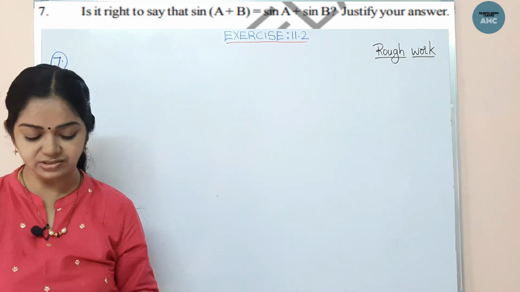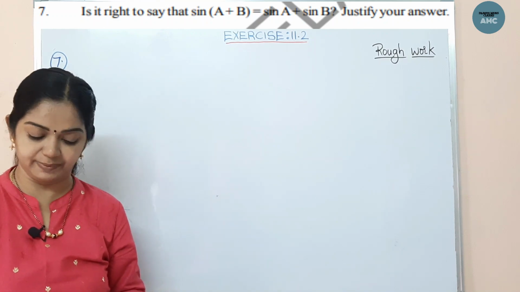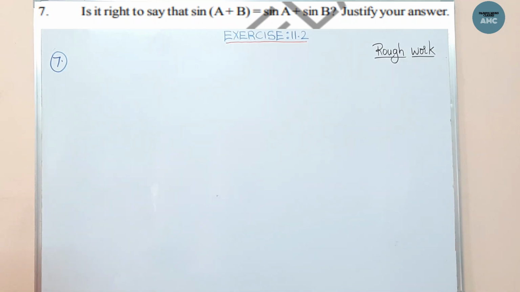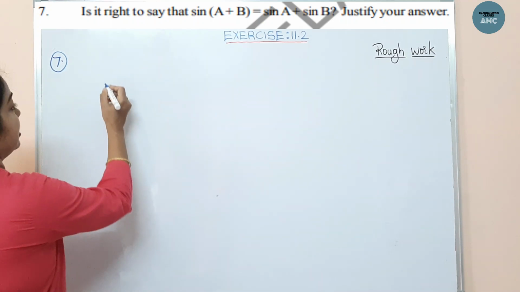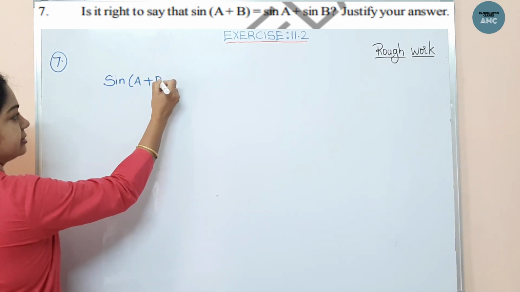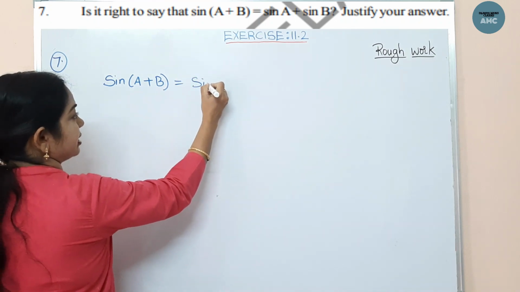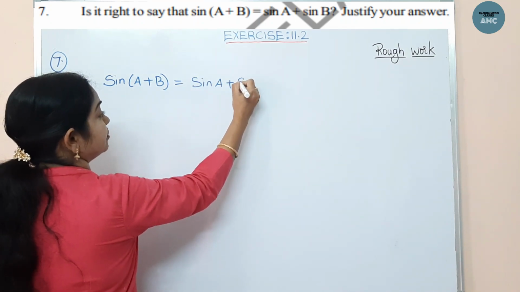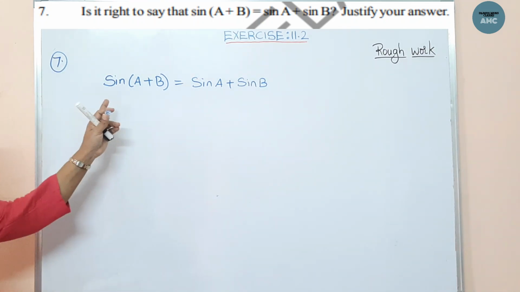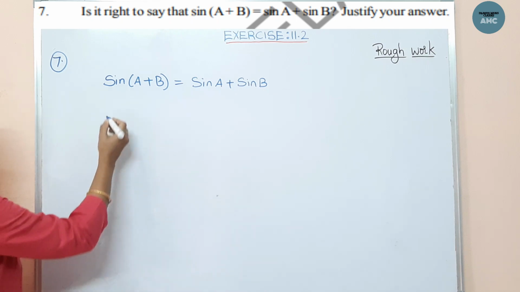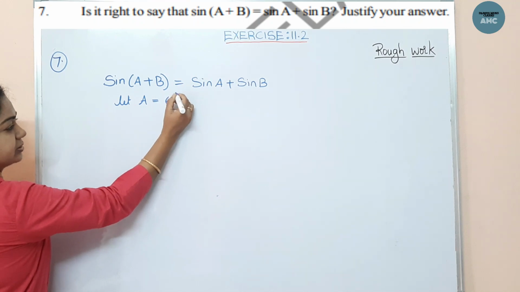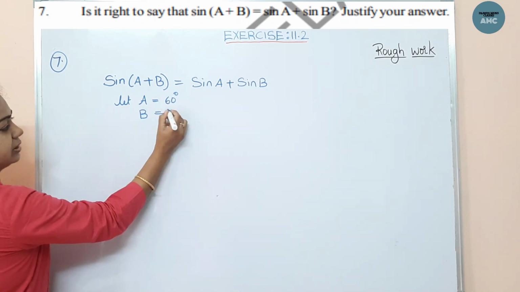Seventh one. Is it right to say that sine of A plus B is equal to sine A plus sine B? Justify your answer. The values are not given. We are just asked, is it right that sine A plus B is equal to sine A plus sine B. So we have to prove it. Now, how do we prove it? Let us take A and B some degrees. Let A be equal to 60 degrees and B equal to 30 degrees.